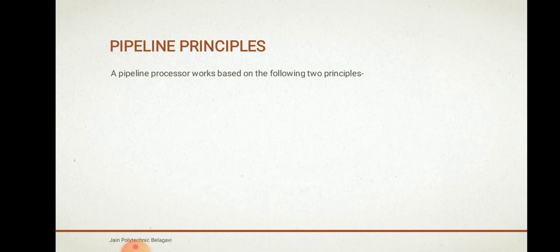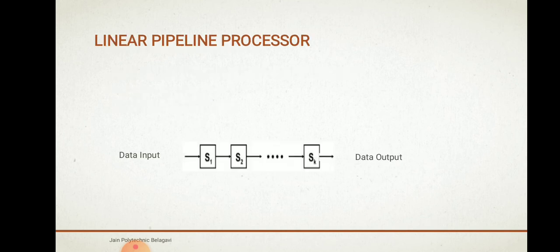Now a pipeline processor usually works based on the following two principles. The first one is the linear pipeline processor, and the second one is the non-linear pipeline processor. Let us look at what a linear pipeline processor is. As you can see, the diagram shows a linear pipeline processor. The data input is fed into the first stage of the pipeline, that is S1.